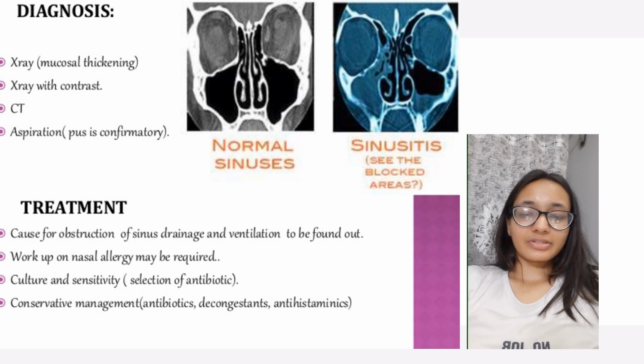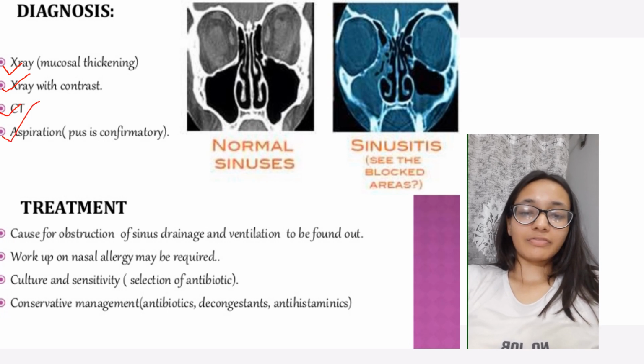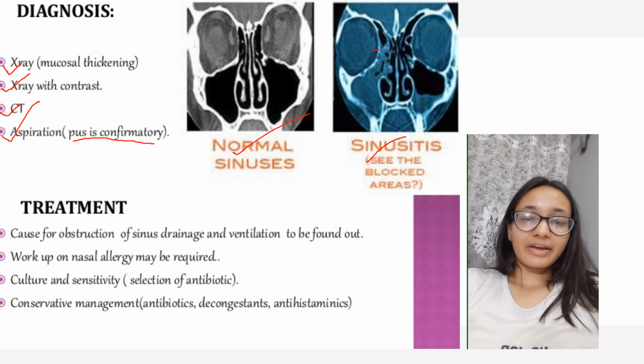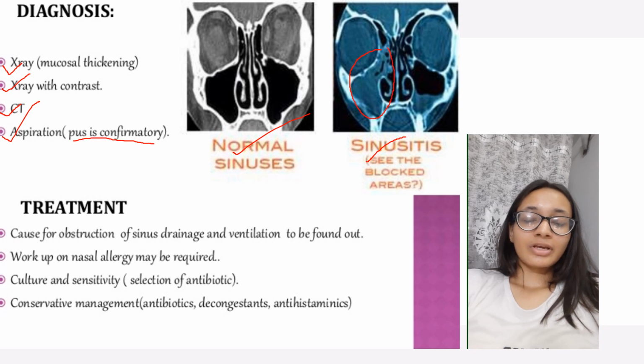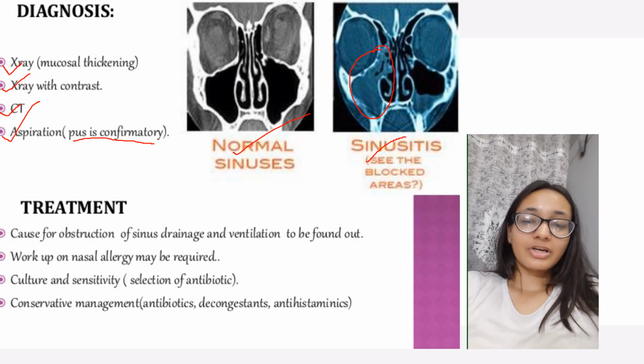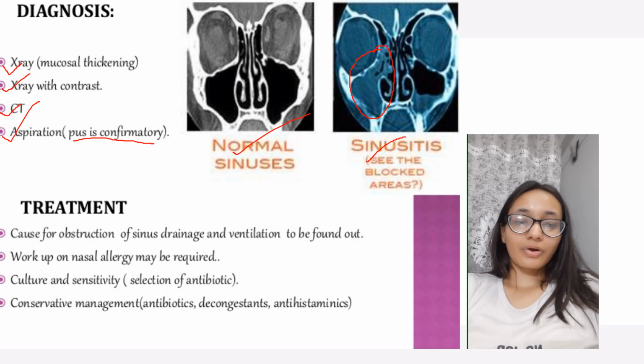Investigations for chronic sinusitis are the X-ray or the X-ray with contrast, or a CT, or an aspiration in which pus is the confirmatory trace. When you see these X-rays in this picture, there is a clear-cut sinusitis or blockage you can see. Like in the left side of the maxillary sinus, you can easily see that there is a whole mucus secretion or blockage. It can also go to your ostiomeatal complex. Even in your ethmoidal sinus, you can see this blockage. So it is a clear-cut confirmation that it is chronic sinusitis.